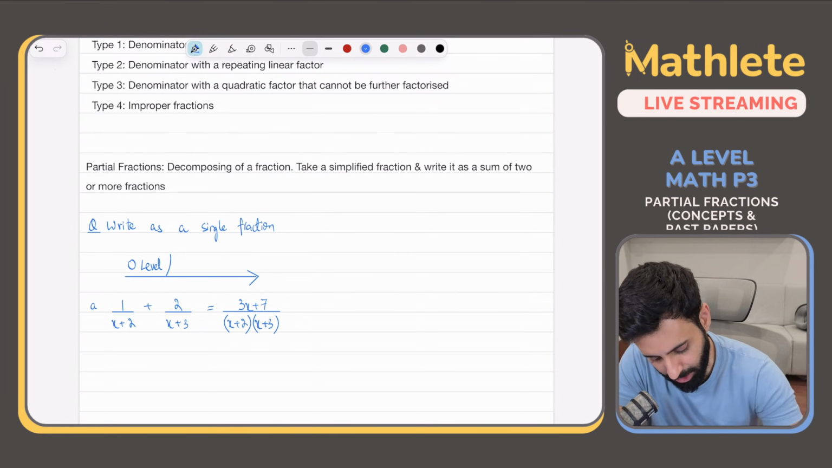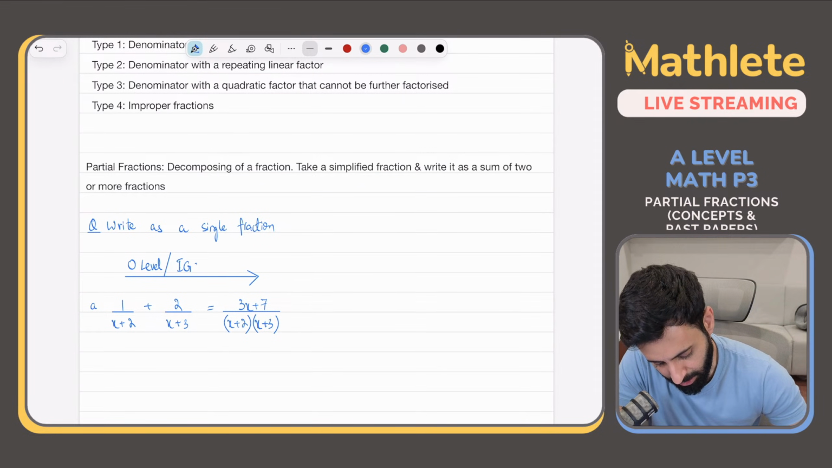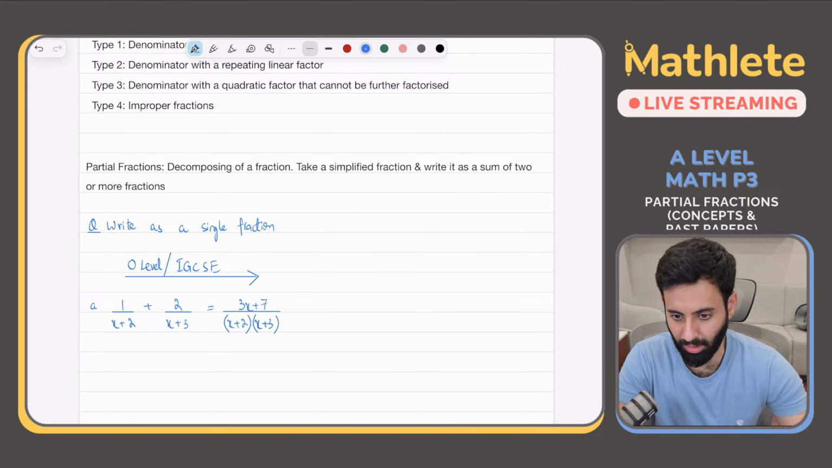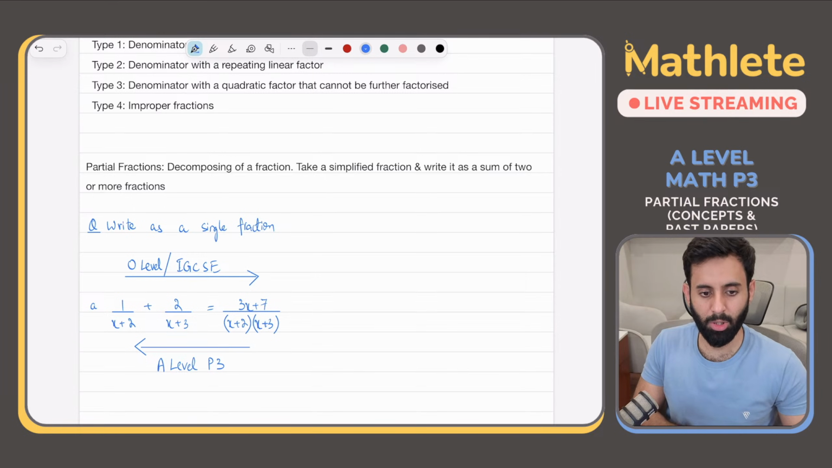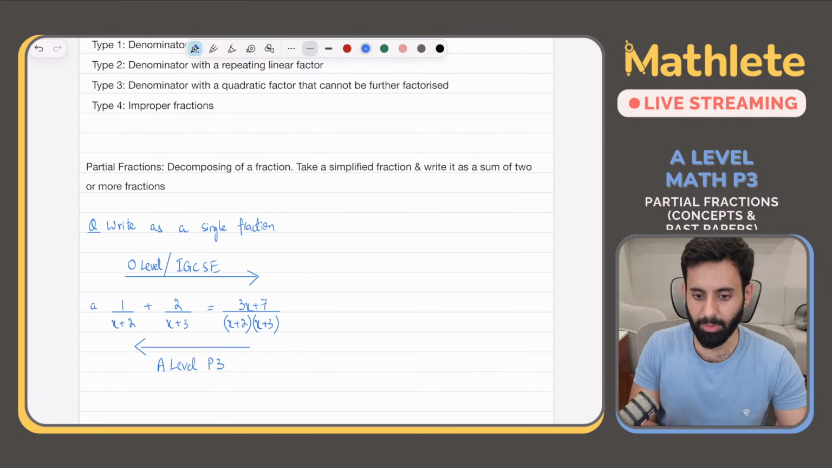Okay, now we've grown up. Now writing it as a single fraction is a piece of cake. Now what we're going to do is do it the other way around. We will be given the simplified fraction and we will write it as a sum of two or more fractions. This is what we're going to do now.